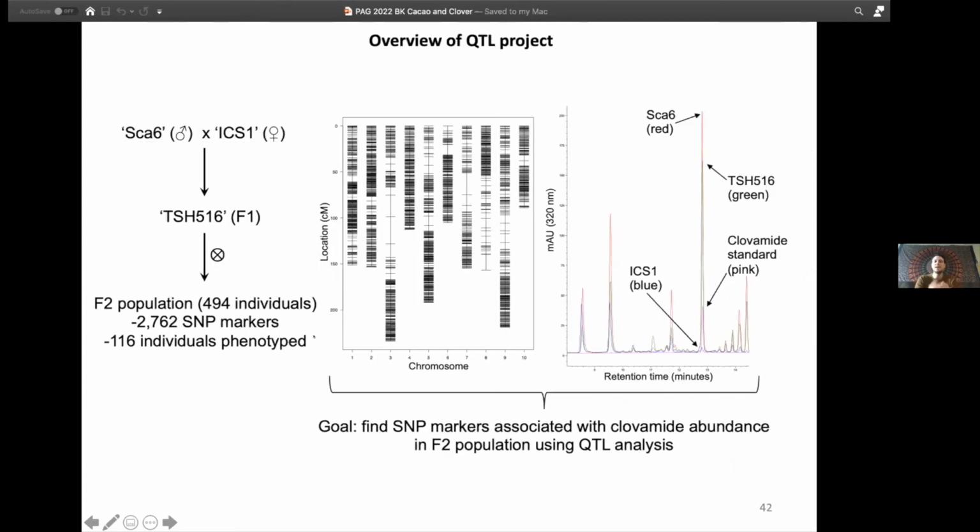Luckily, an F2 population already existed at CEPLAC in Brazil, and collaborators at CIRAD had already generated a nice map for this population. So I just had to go to Brazil and collect some leaf discs, then bring it back to Penn State and quantify clovamide in them.